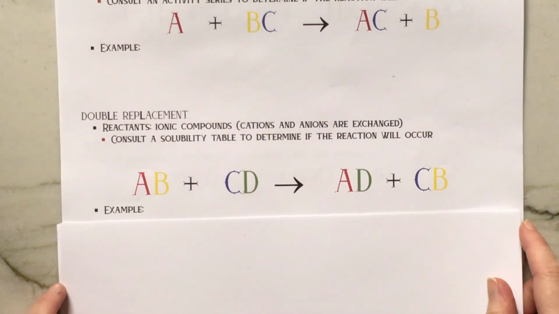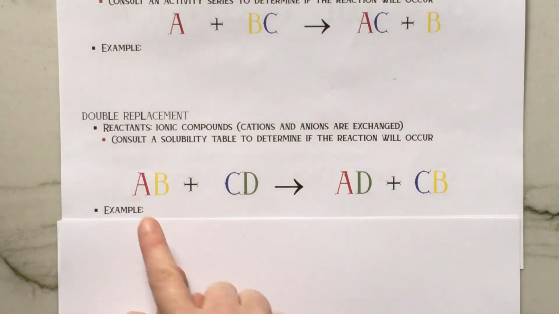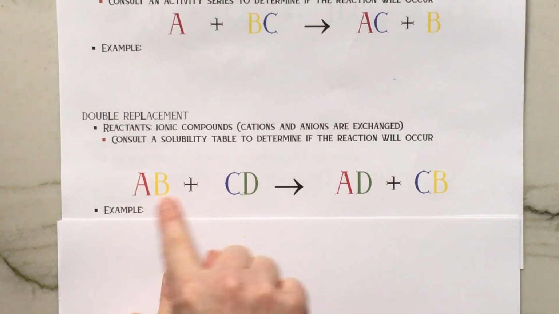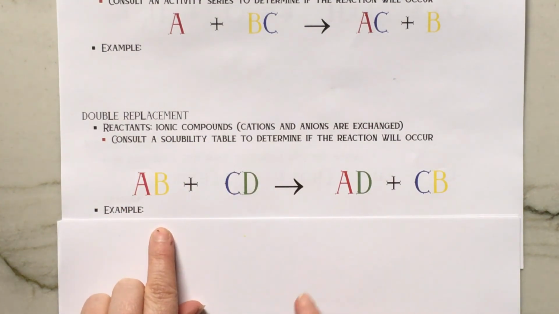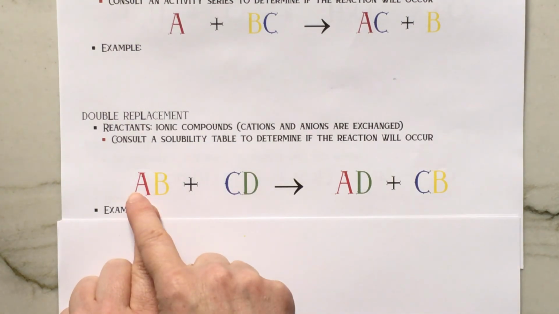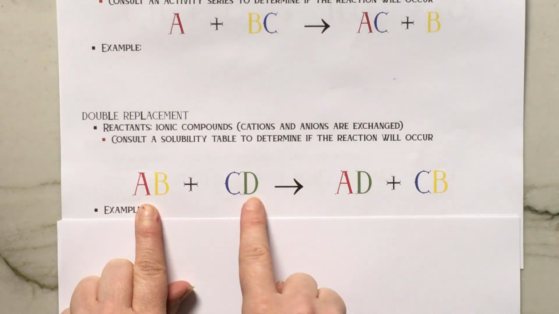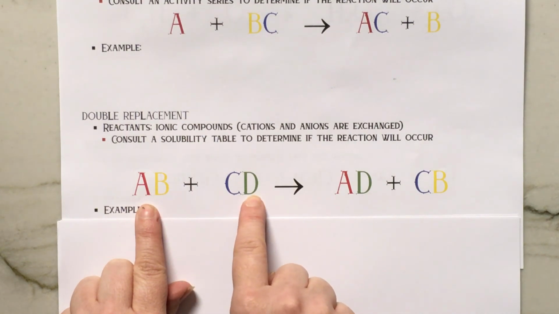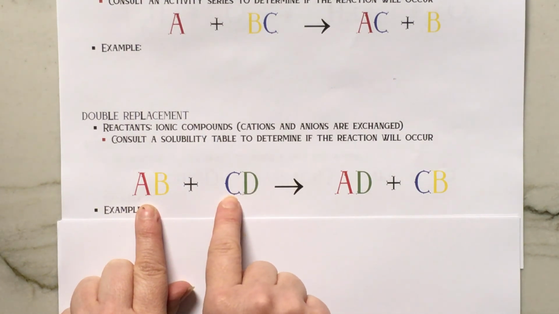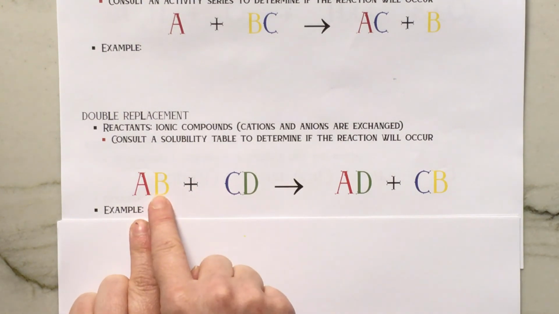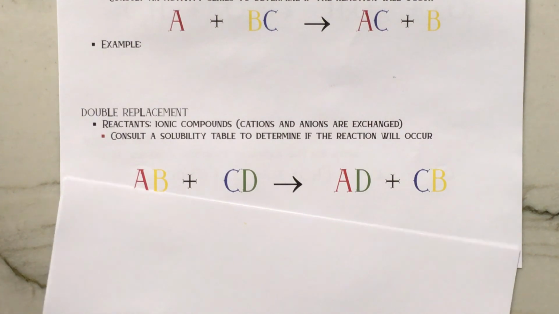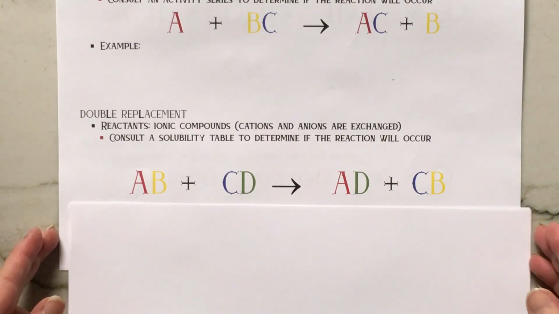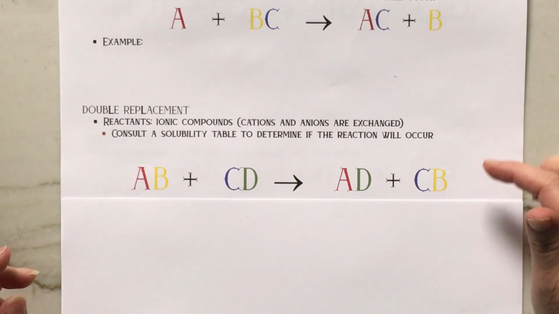So you have to have two ionic compounds here. So AB plus CD. And what happens is your cations and your anions are going to exchange. So this cation A is going to bond with this anion D, and this cation C is going to bond with this anion B. And in order to determine whether or not this reaction will even happen, you're going to consult something called a solubility table.